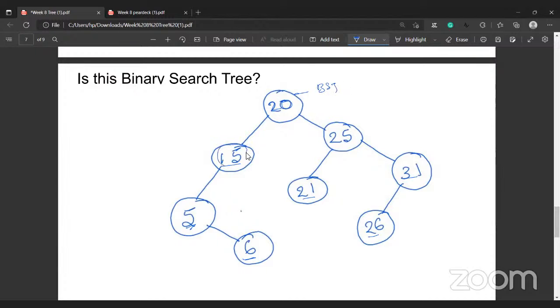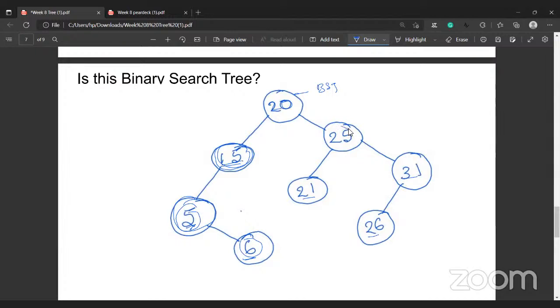Then we will check this node also. 5 is less than 15, yes. And 6 is less than 15, yes. We can say that this node also satisfies the BST condition. Then check this node: 6 is greater than 5, yes. Then we can say that this node satisfies the BST condition, and 6 also satisfies the BST condition.